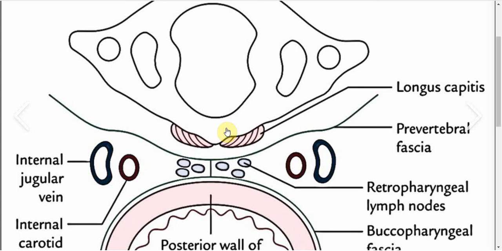Right? The retropharyngeal nodes lie in front of the prevertebral fascia, behind the buccopharyngeal. This is posterior, this is anterior. So between the prevertebral fascia and the buccopharyngeal fascia over here, they drain the pharynx, the soft palate, and also the posterior part of the hard palate, right? And they also drain the nose. Interestingly, they also drain the nose. So we'll talk about some MCQs, and then we'll talk about the lymph trunks.